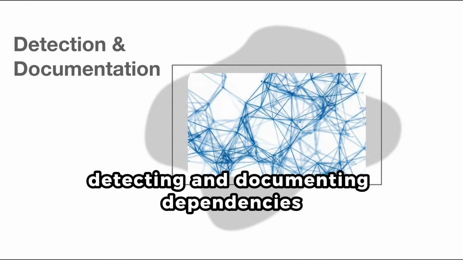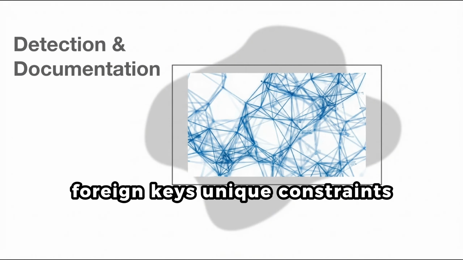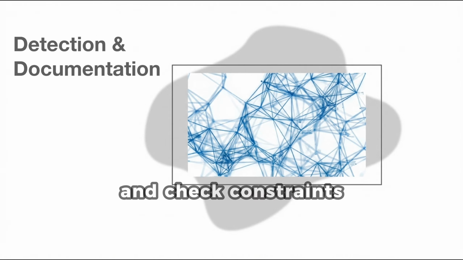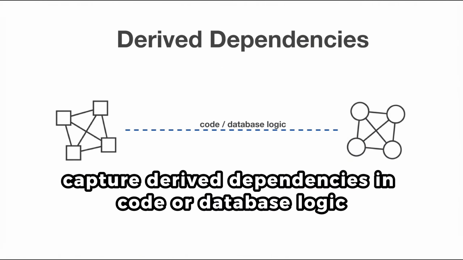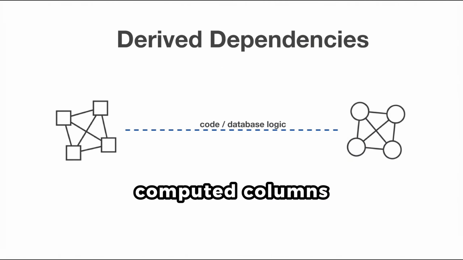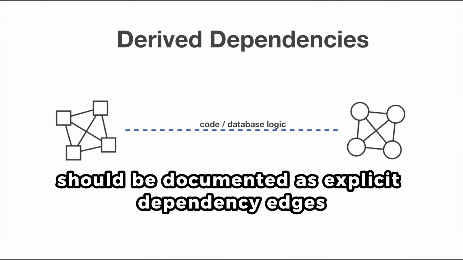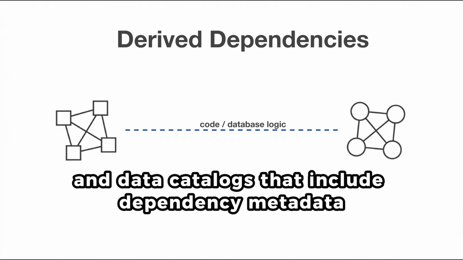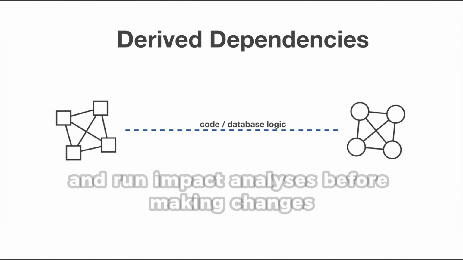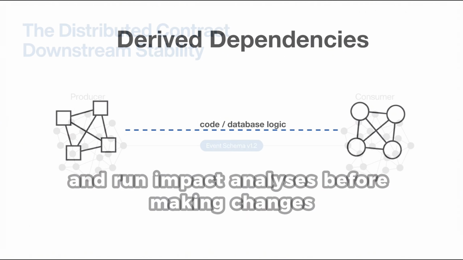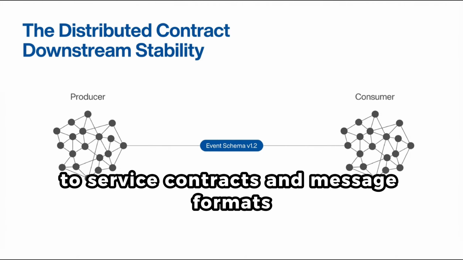Detecting and documenting dependencies is a practical necessity. Start with declarative constraints. Foreign keys, unique constraints, and check constraints encode many dependencies directly into the database. Next, capture derived dependencies in code or database logic. Computed columns, triggers, and materialized views should be documented as explicit dependency edges. Schema registries and data catalogs that include dependency metadata enable teams to navigate the graph of relationships and run impact analyses before making changes.